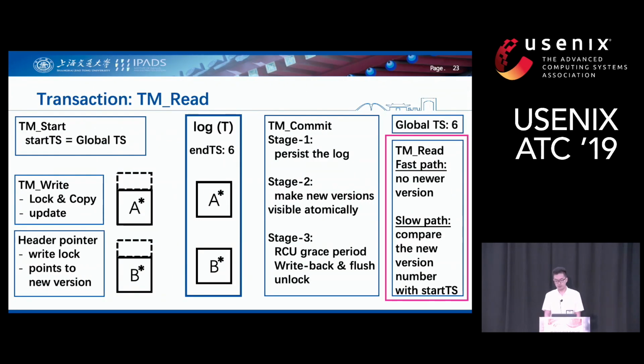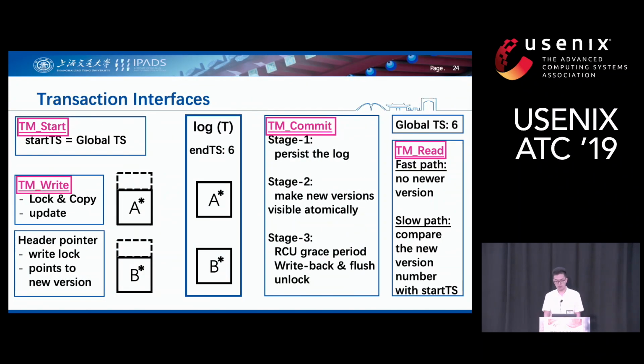TM read is used for reading objects, and it has both a fast path and a slow path. When an object is unlocked, which means there is no concurrent writer, TM read executes the fast path, which simply returns the object. Otherwise, in the slow path, TM read compares the object copy's version number with the transaction start timestamp to decide whether to return the original object or the object copy.